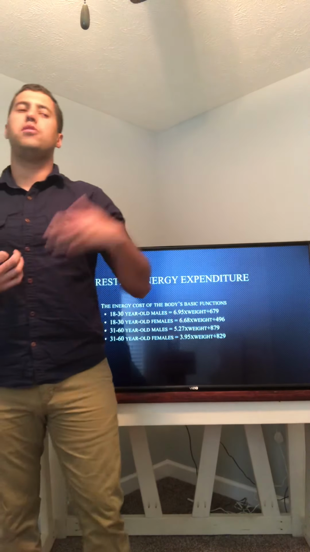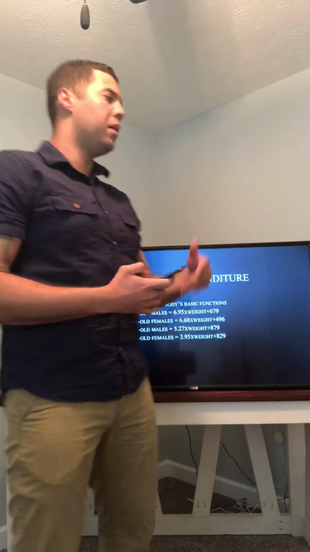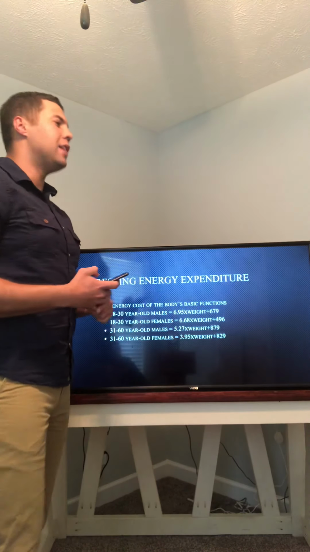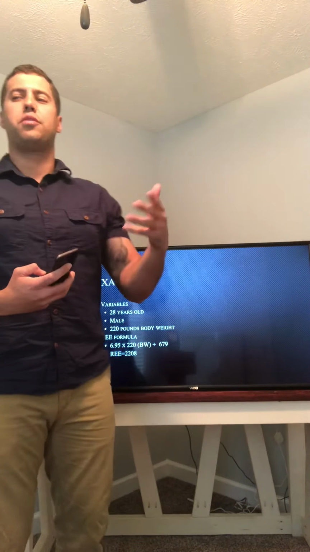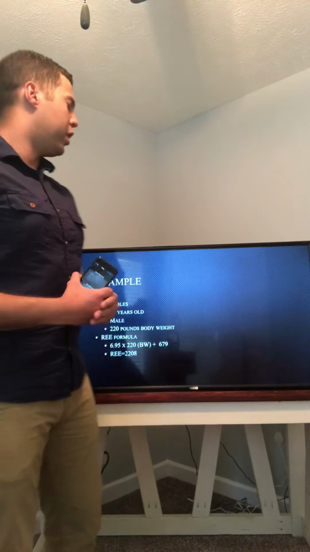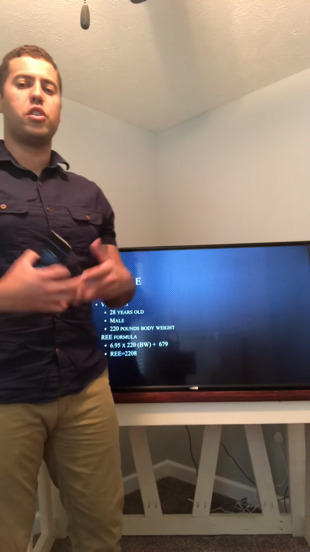Now, we don't use this for people under the age of 18 and over the age of 60 because it's just not advised, and we won't go into the reasons behind that, but just know that. All right, so now that we have our formula, we'll go into an example. We'll talk about how we would do this for actually somebody and put it into use. So let's say we have a 28-year-old male. All right, he weighs about 220 pounds.